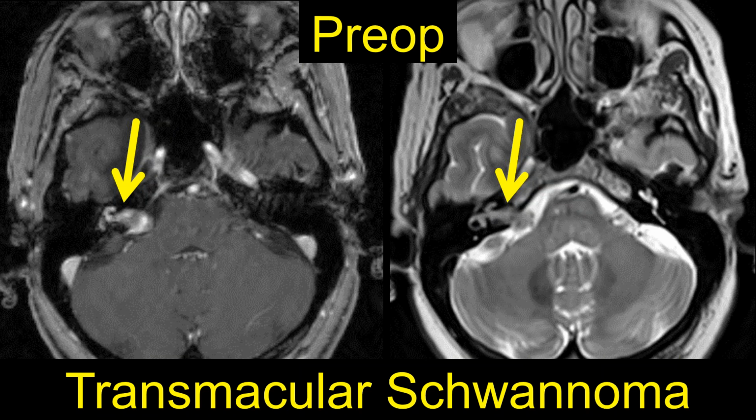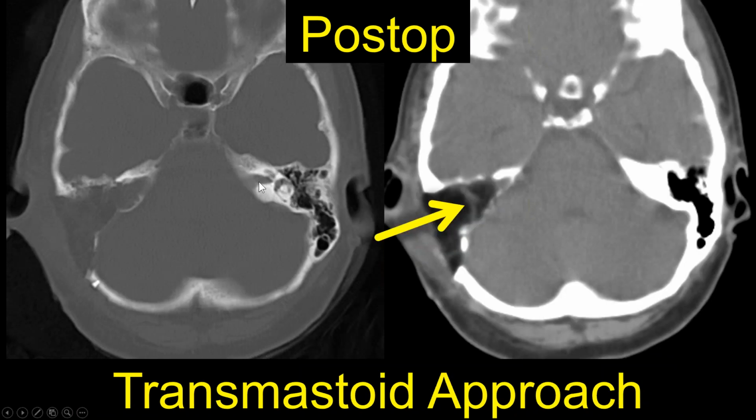Here we see in this case postoperatively where we've resected all of the mastoid air cells, and we see here normally the internal auditory canal, the cochlea, and the vestibule on the left, and on the right those have all been surgically resected trying to approach this lesion. So it's kind of a transmastoid approach. They just went right through all of those mastoid air cells.